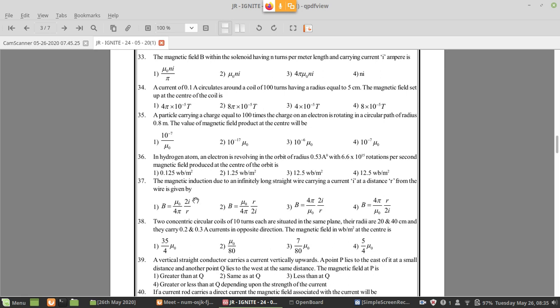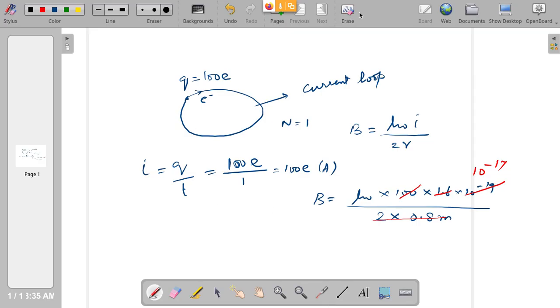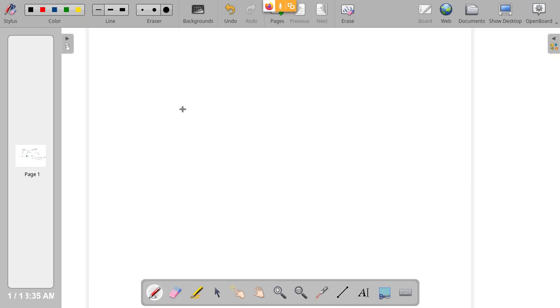Now what will be the magnetic field produced at the center of the orbit? That is the question. There is a magnetic field because of the electron orbiting the proton in a hydrogen atom. That is the nucleus of the hydrogen atom. It is just a proton. There is no neutron in a hydrogen atom. Remember this. So at the proton there will be a magnetic field due to the electron spinning around in a circular path. So what is the magnetic field? That is what they are asking.